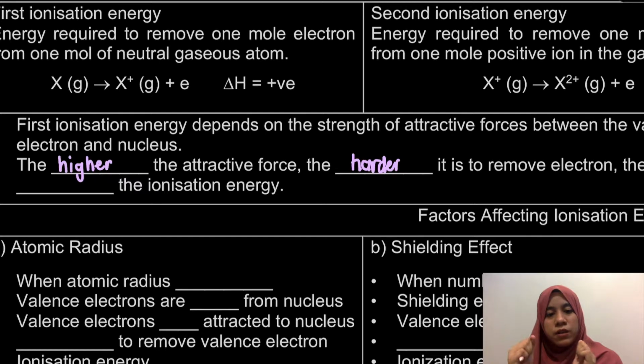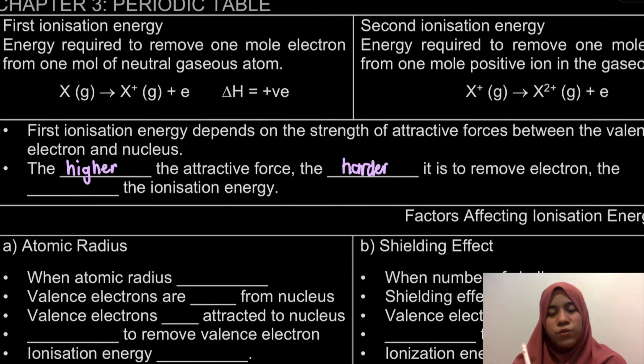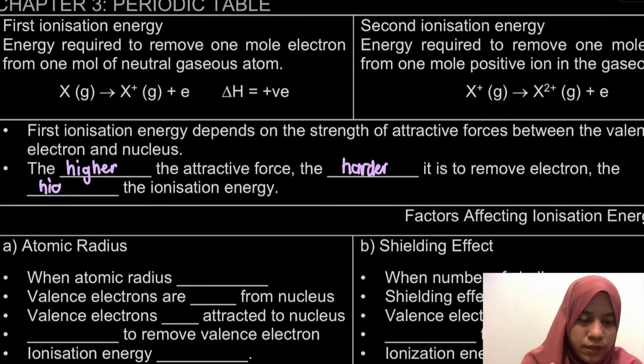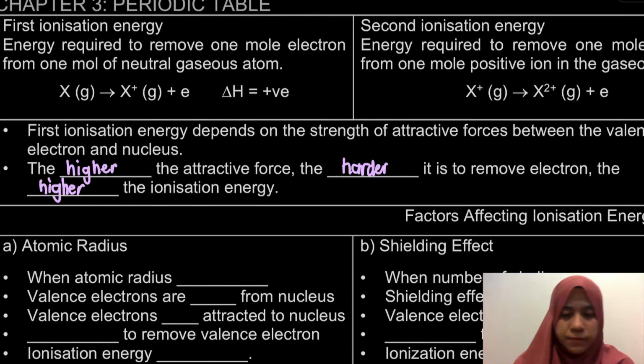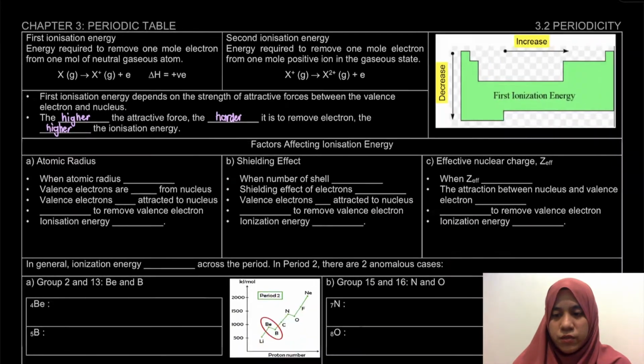But once the attraction is strong, it means that the electron and the nucleus itself are near to each other. So what happens is that it is harder to remove, and we need higher energy. We need more energy to remove the electron. So here we're going to mention the higher the ionization energy. Okay, so we're going to look at the 3 cases. What is the factor here?